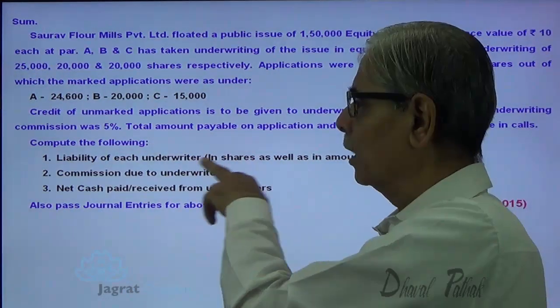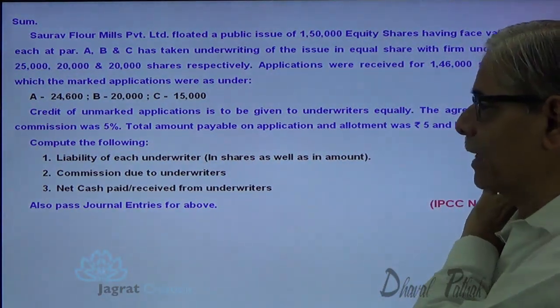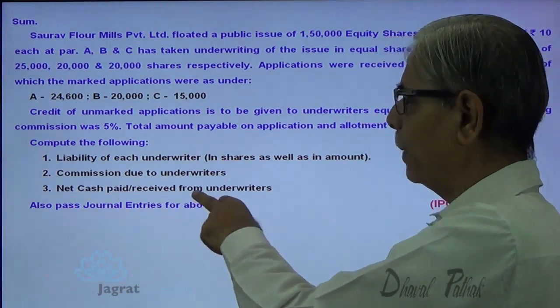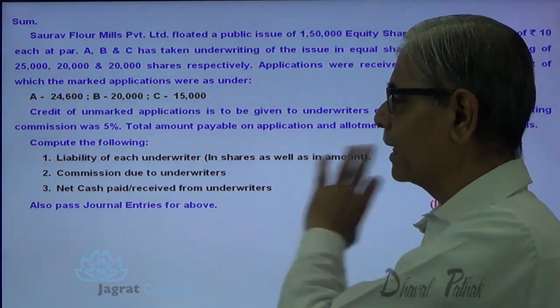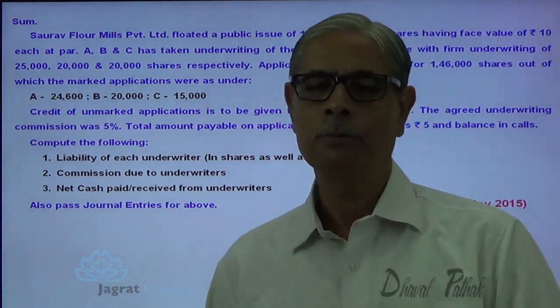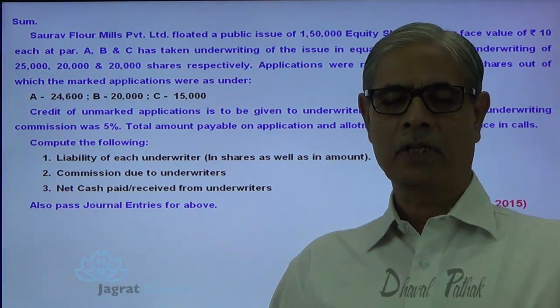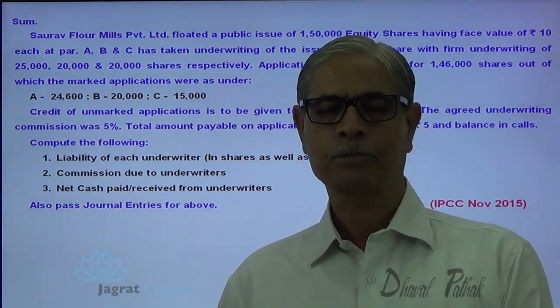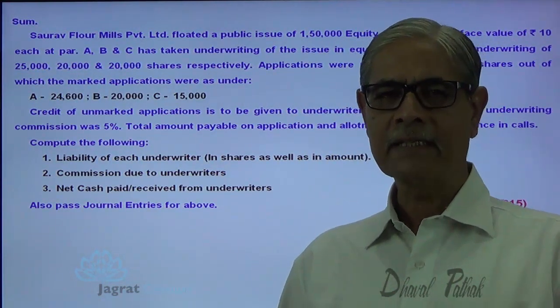Compute the following: liability of each underwriter in shares as well as in amount, commission due to underwriters, and net cash paid and received to the underwriters. Also pass journal entries for above. So I'm going to write down journal entries for all the transactions, including cash transactions. Now see in this sum.